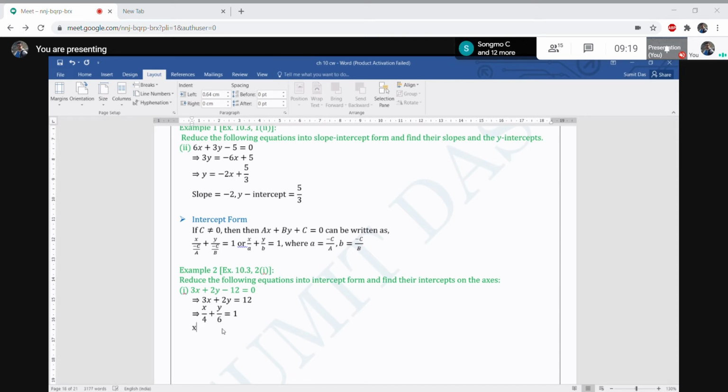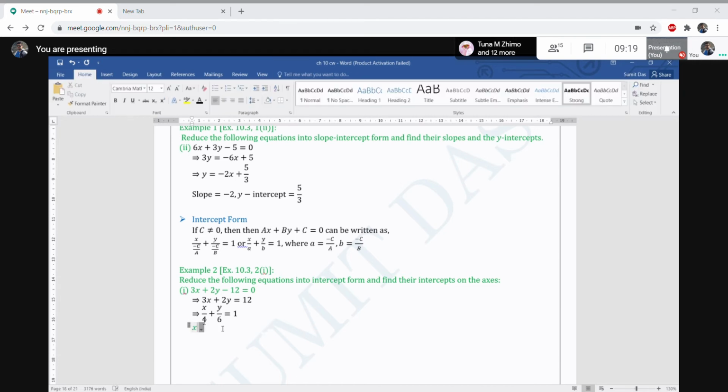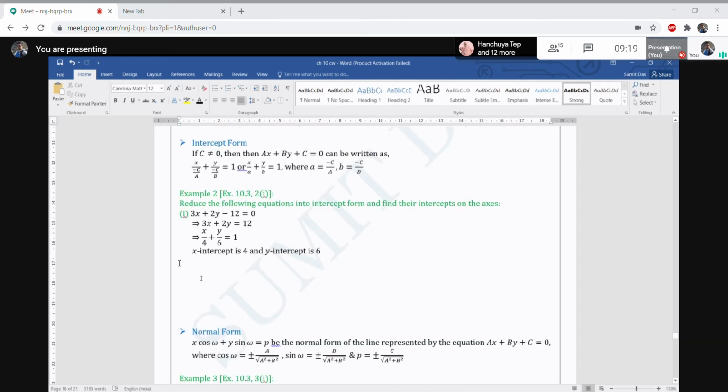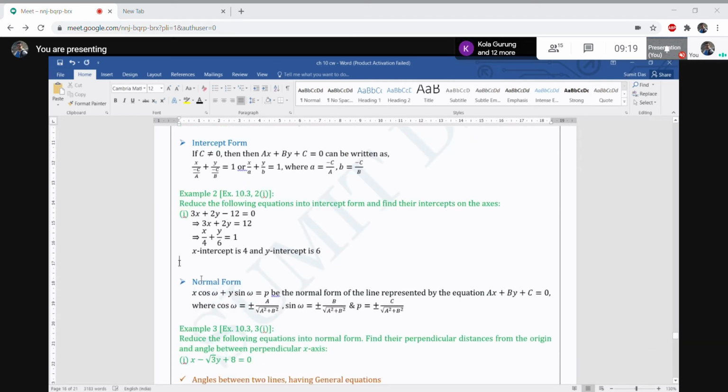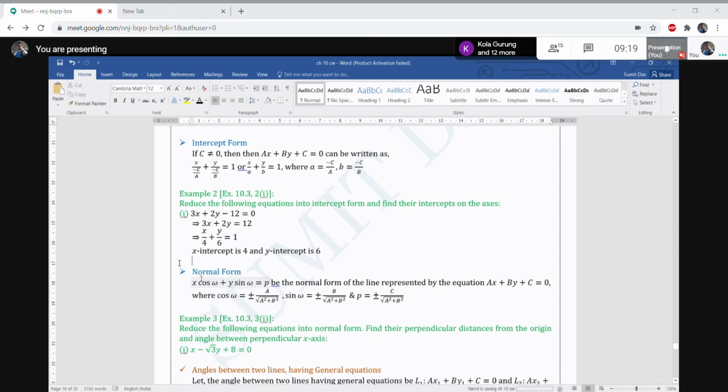So what are the intercepts? What is the x-intercept? The x-intercept is 4, right? Because x by 4. And the y-intercept is 6. Okay, the y-intercept is 6. A very easy question. For practice, you can do the other two problems, that will be homework. Okay, next part.